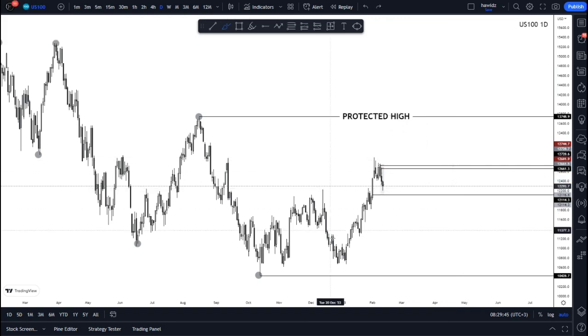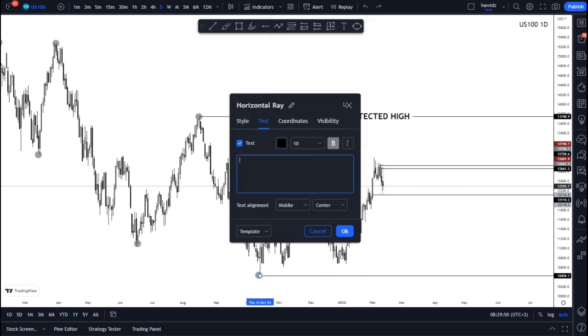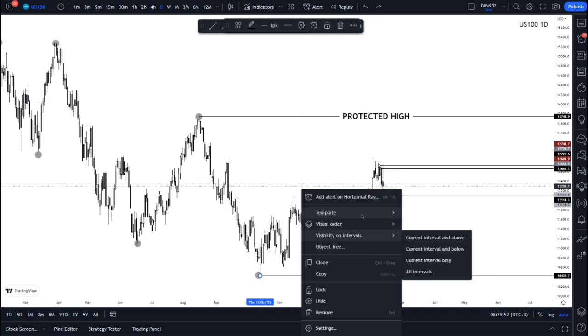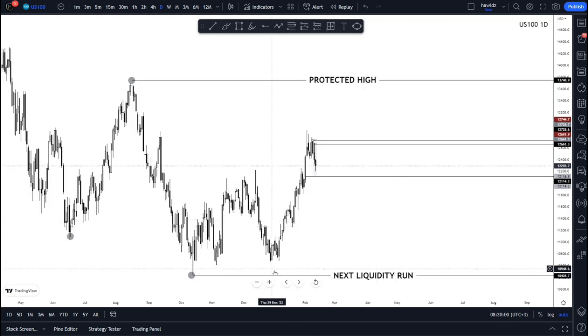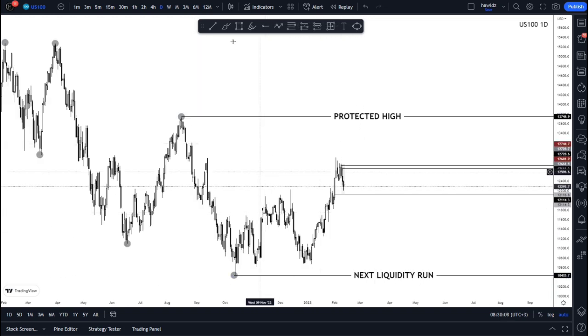So that was our protected high, and this low here became what? This low right here became our next liquidity run. If price wants to go bearish, then this is the point that price will want to take out, from the institutional point of view, as I said. Now that's all about structure. So that's our first S.